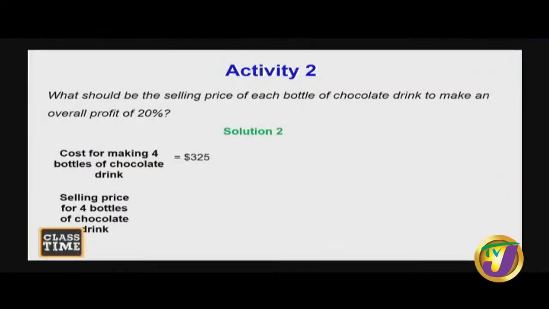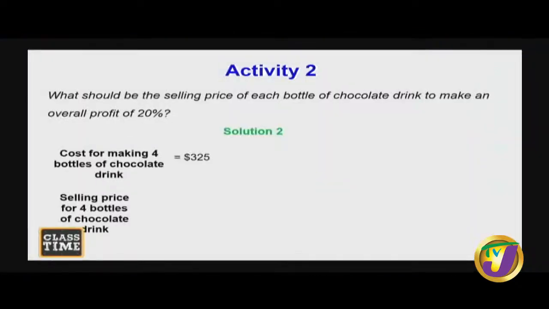But earlier, we found the cost price for 1 bottle of chocolate drink, and then we applied the profit. But in this case, we're saying we could actually find the selling price for all 4 bottles. So let's do that. We know that the profit is 20%, which was given. And same thing that we did earlier, we're adding that 20% to the 100%. That would give us 120% of the cost price, but in this case, our cost price is the cost price for all 4 bottles.